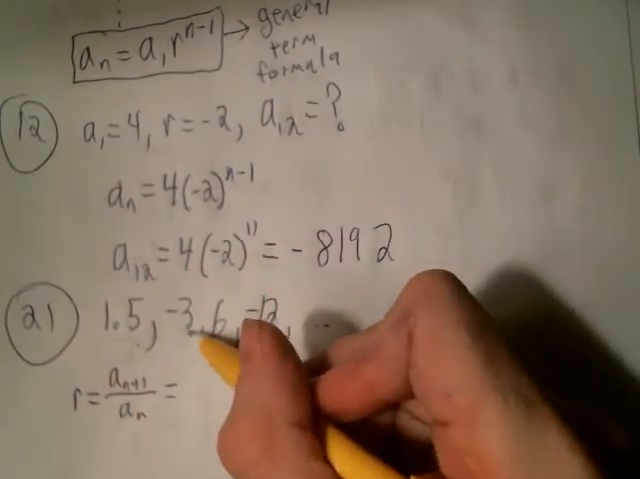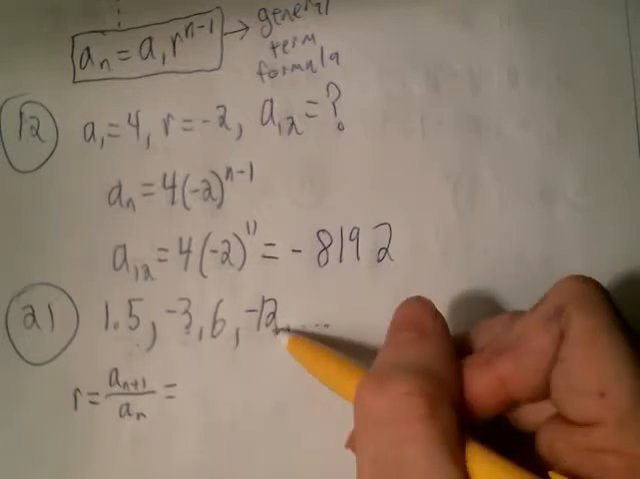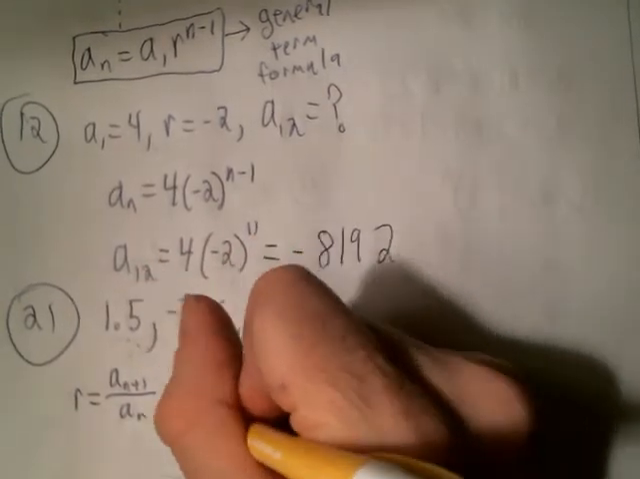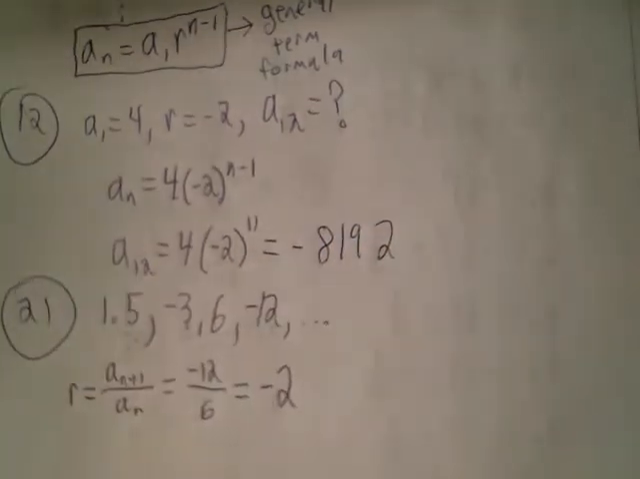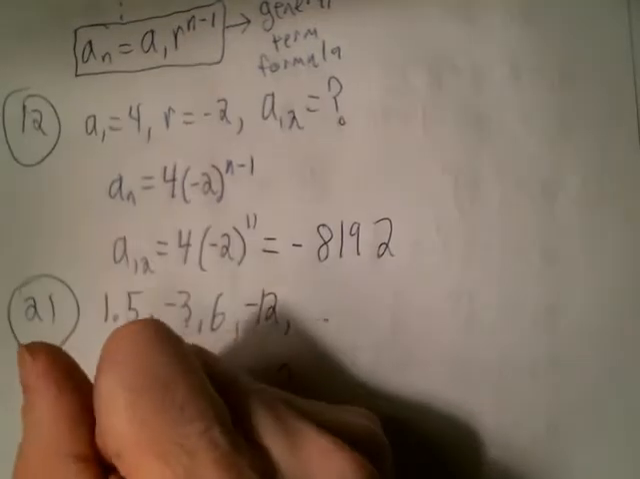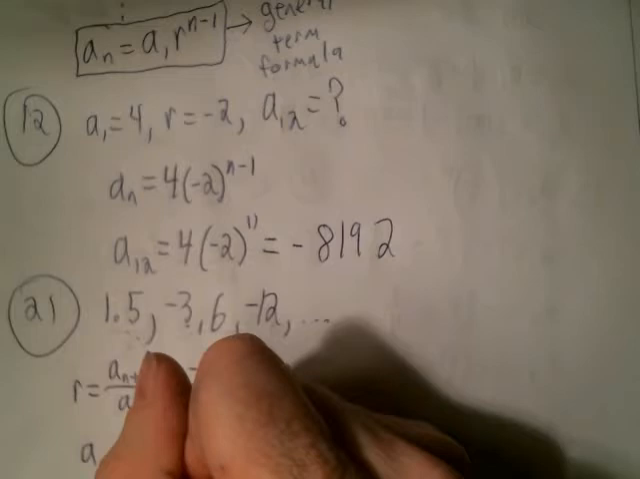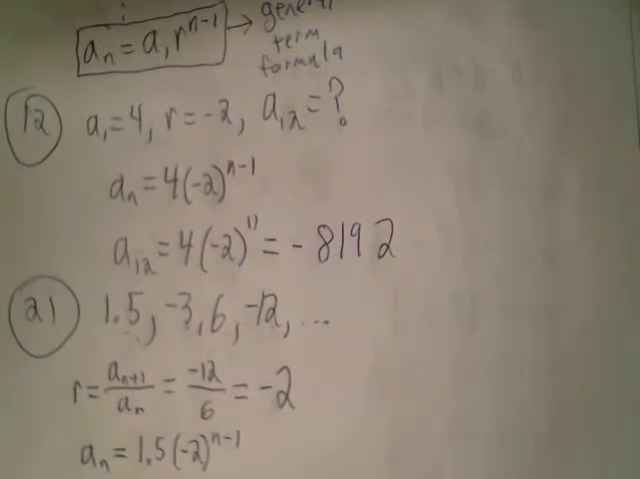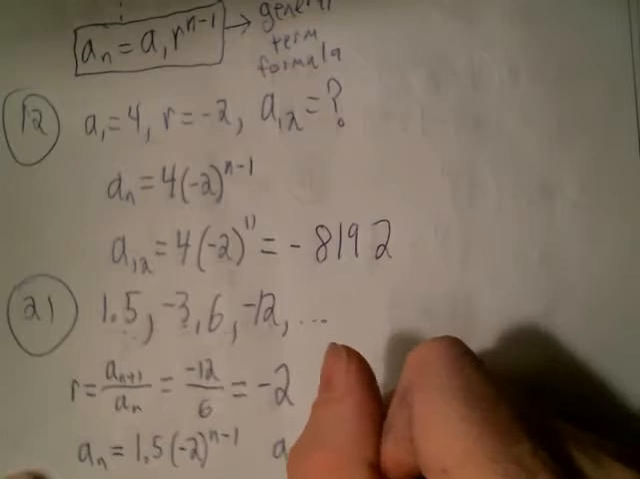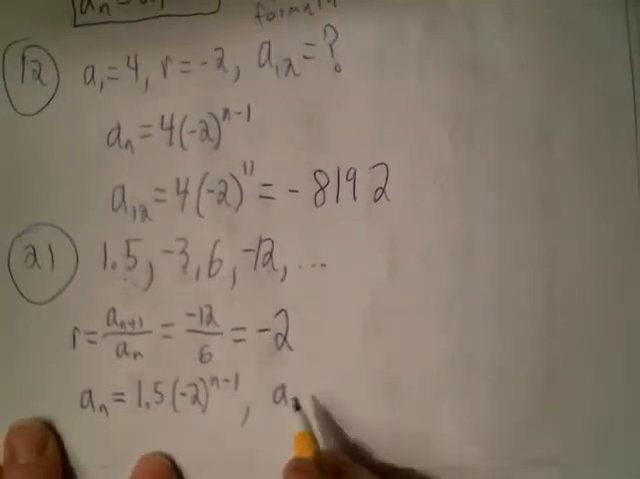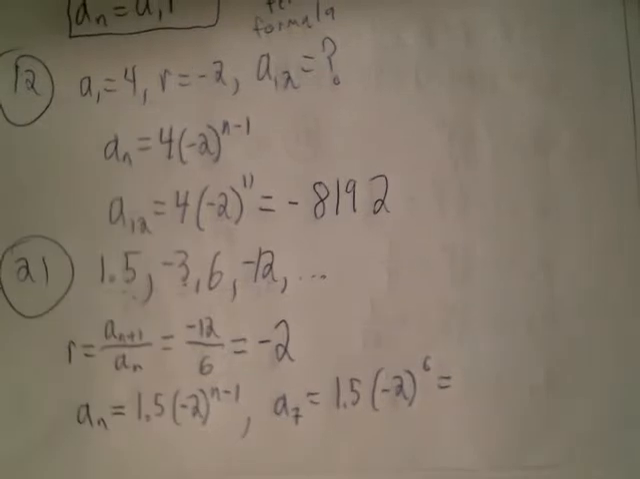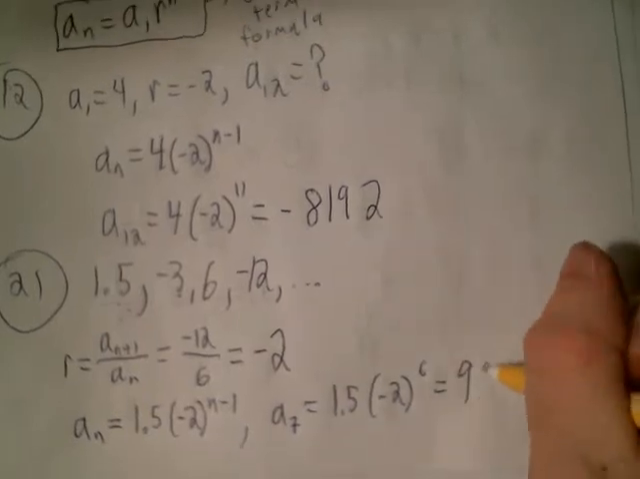So you take 6 and divide it by negative 3. Or you take negative 12 divided by 6. So r is going to be negative 2. The nth term formula then is a sub 1, 1.5, times r to the n minus 1. The book wants to know what is a sub 7, so you just plug 7 into this formula. A negative to an even power is positive, so we'll have 2 to the 6 times 1.5, and that'll be 96.